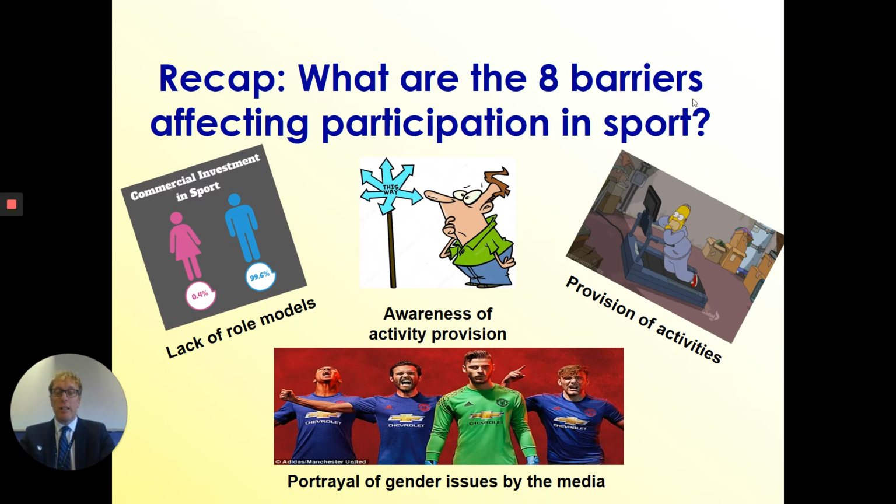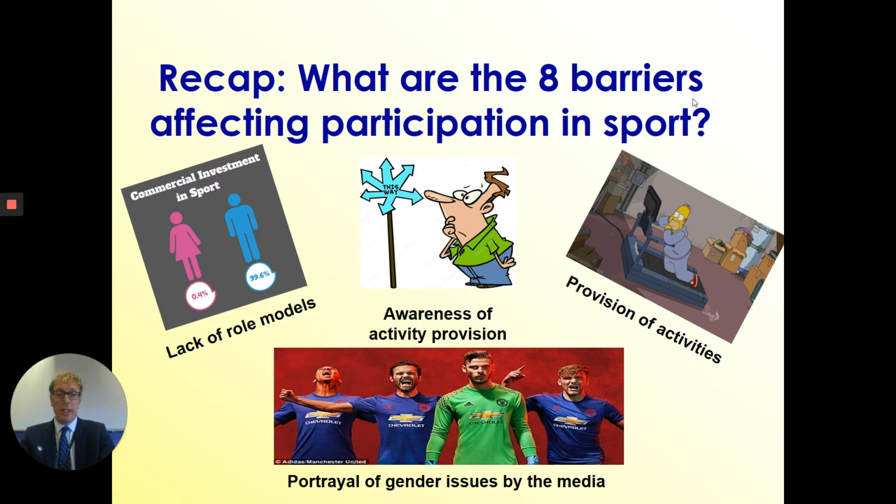Should have also had lack of role models, and by role models, remember, we're talking about someone that you can look up to and that you admire and aspire to, and some users have more role models than others. Awareness of provision, so there might be an activity, but the advertising and promoting of the activity might be poor, and therefore you might not know about it.